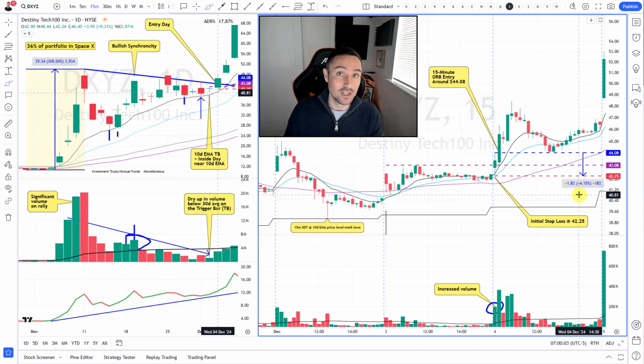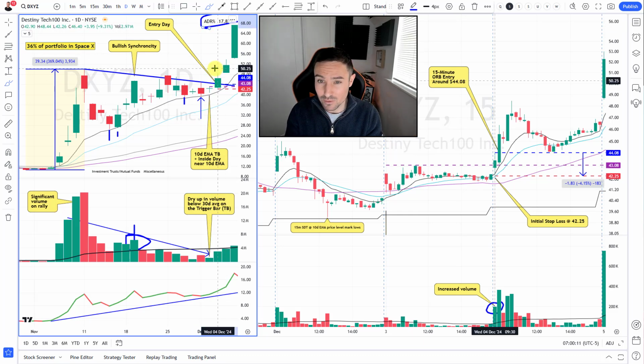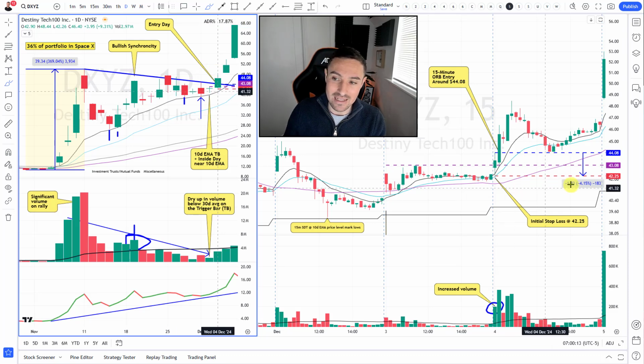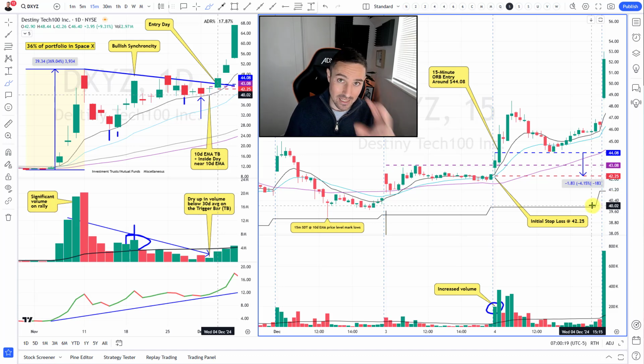Now relative to the 20-day ADR percentage, which is up here, okay, around about 17%. On this day, it may have been a little bit less because of the expansion, but even if it was, say, 15% at the time, it's going to be less than 1/3. It's around about a quarter. Okay, it's really, really tight in terms of the initial stop loss relative to the 20-day ADR percentage.